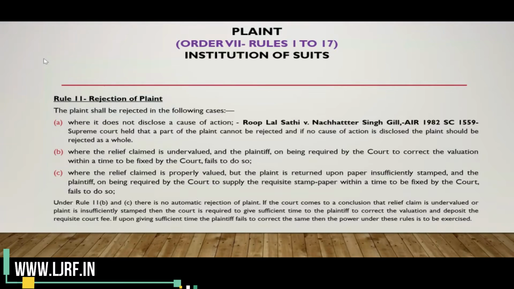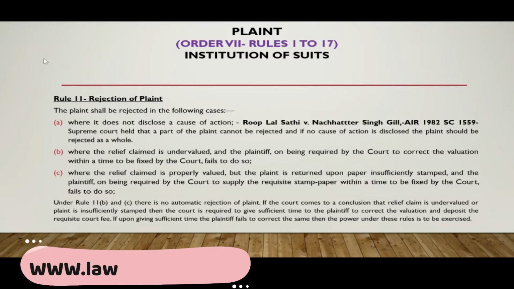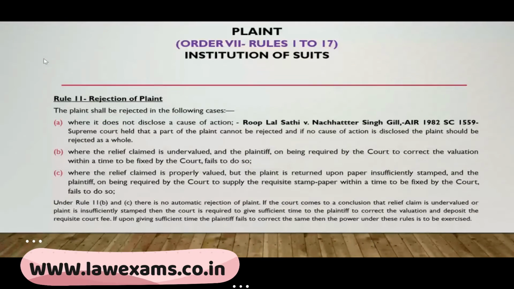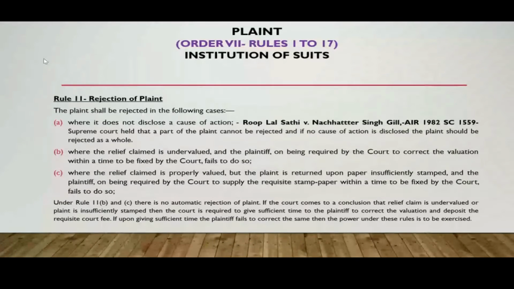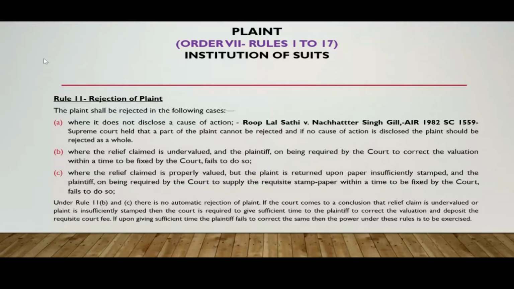And recently, last year, the Supreme Court reiterated this position, and I have quoted that case also later. When that comes, I will let you know. It is the same case; now the Supreme Court has again reiterated that position, and this position doesn't change. So when a plaint does not disclose cause of action, it will be a ground for rejection of plaint.